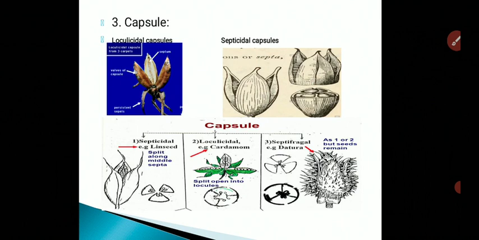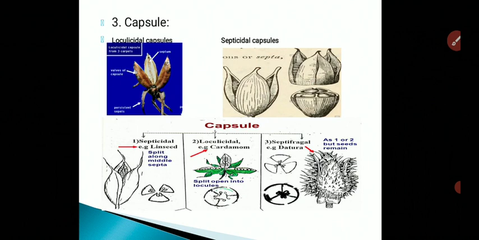The valves on separating sometimes carry the placenta with them, or otherwise the placenta is left attached to the central axis. For example, in castor, the fruit splits open into separate lobes and each lobe contains a single unexposed seed, and this type of septicidal capsule is known as regma.